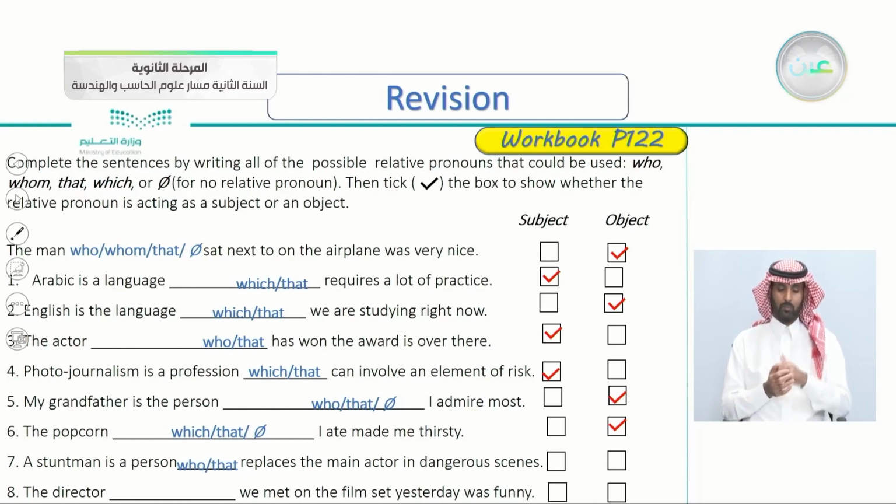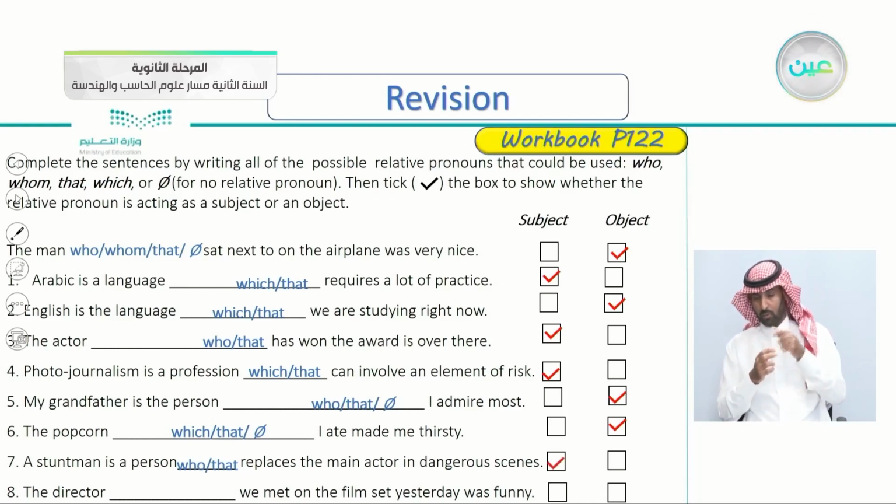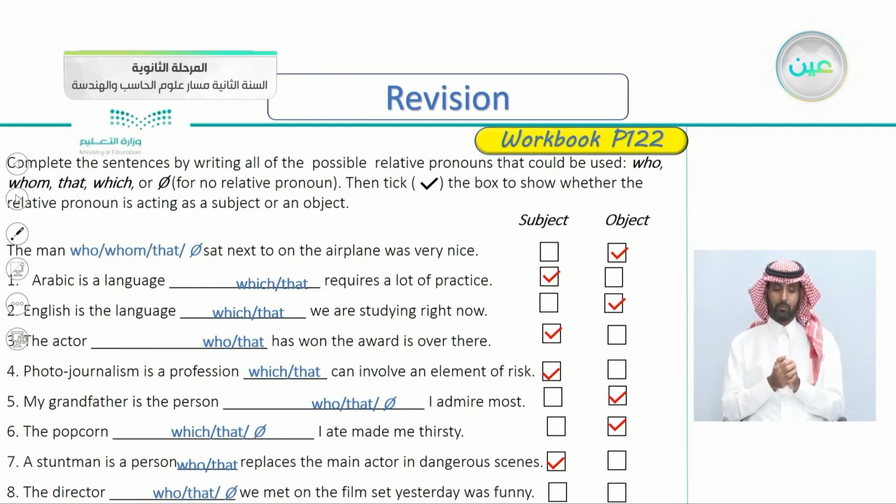Number 8, the director. And of course, it's a subject. It's a subject. Number 8, the director. We met on the film set yesterday was funny. Yes, who, that, and the sign for the no-relative pronoun. We met on the film yesterday was funny. And of course, it's an object.